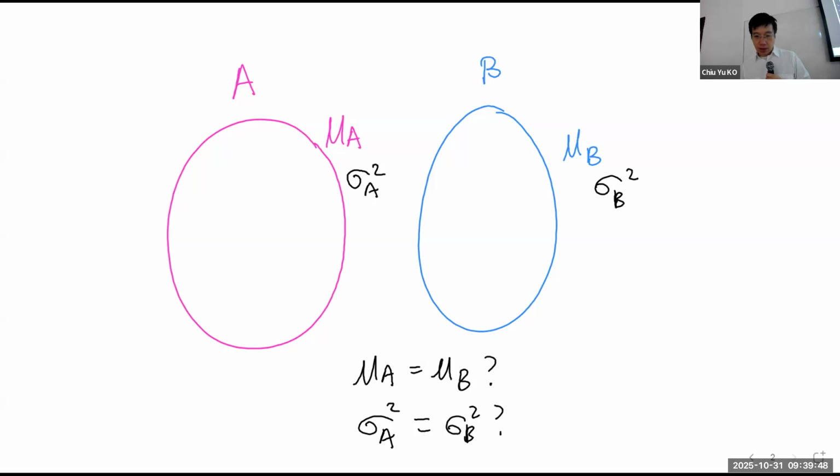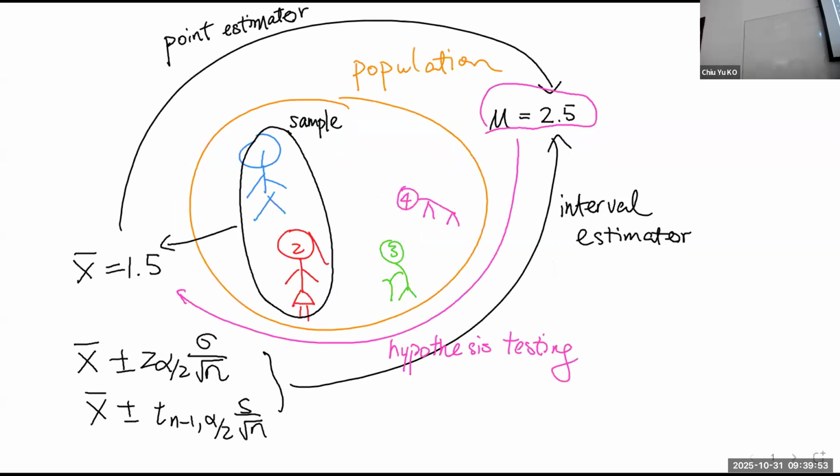Okay, but we start with something easier. Look at a single sample and see if this population parameter equals some value. You may ask why we need to care about whether mu equals some value. It's because this is one of the most important things when you estimate a model. You estimate a model, there's some parameter, and you want to see whether this parameter is zero or not. If a parameter is zero, it means they're useless, right?